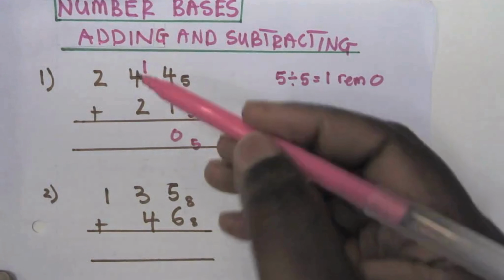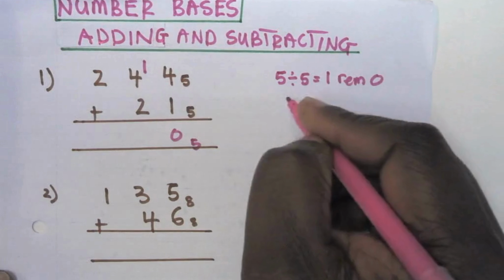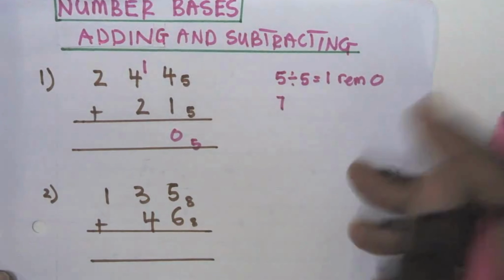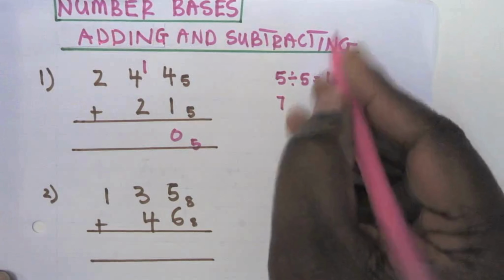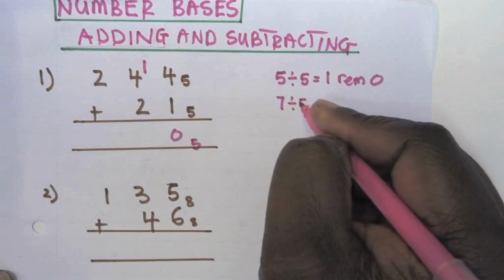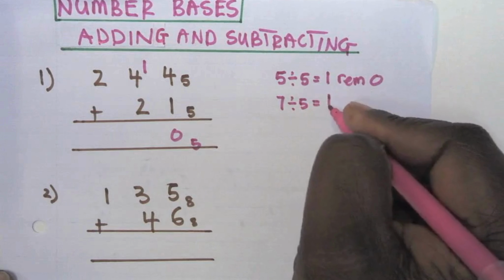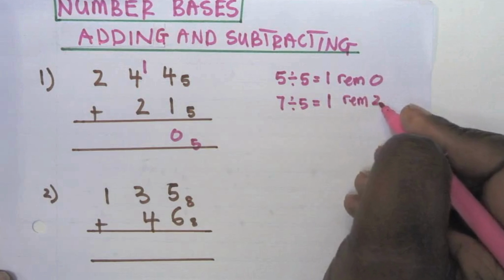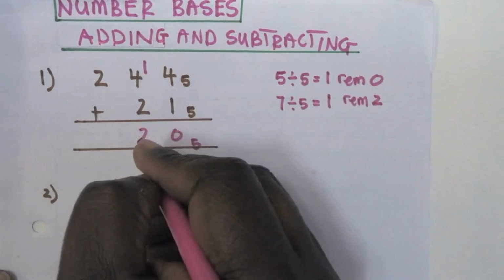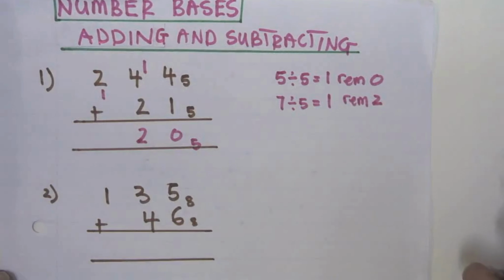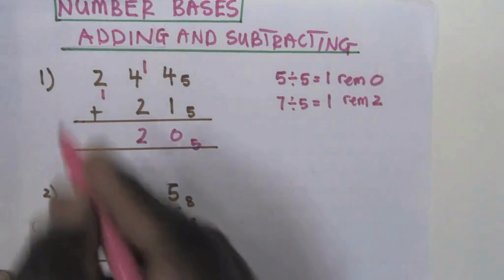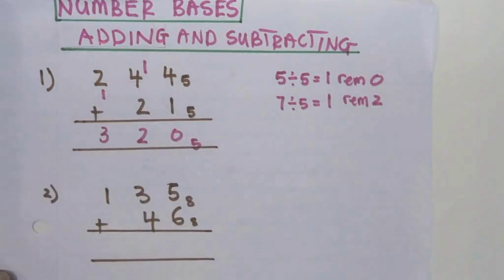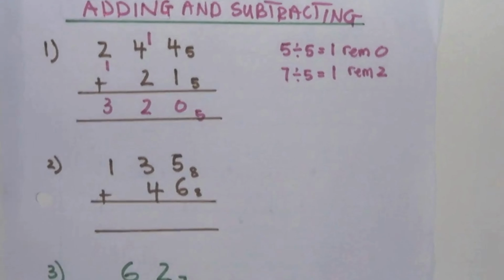If I add the second column, I'm going to get 7, which is a number that is not in base 5. So I must say 7 divided by 5, I'm going to get 1, remainder 2. I'm going to write the 2 here, and then I carry 1. If I add here, I'm going to get a 3, and the 3 is a number that is in base 5. So I'm going to write 3 here, and that will be my final answer.